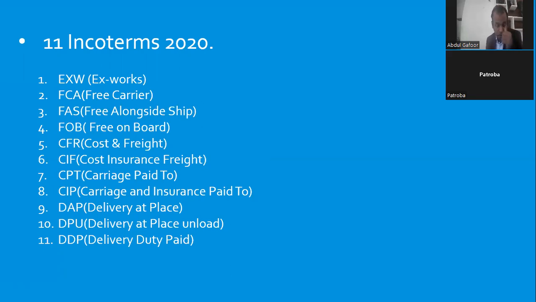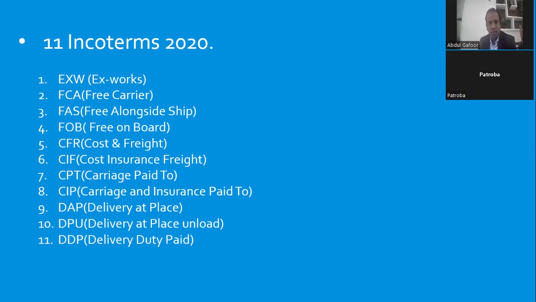Now the CPT. You may think it is only up to the destination port or airport, or that there is a buffer at the border. It's not like that. As per this term, carriage paid to, the seller is ready to deliver the shipment to the named place, the nominated place. The term is very important: the nominated place at the destination.